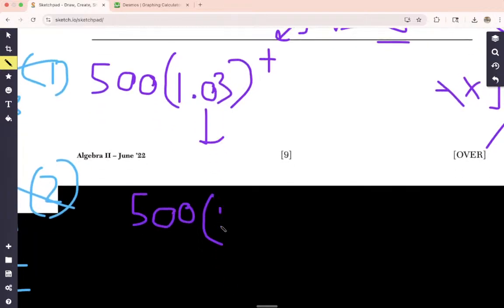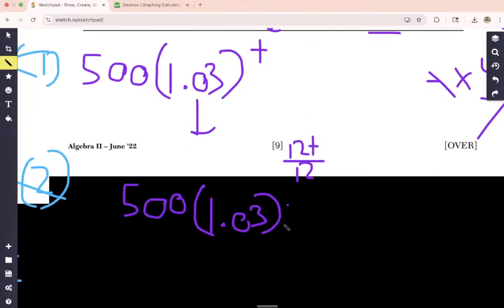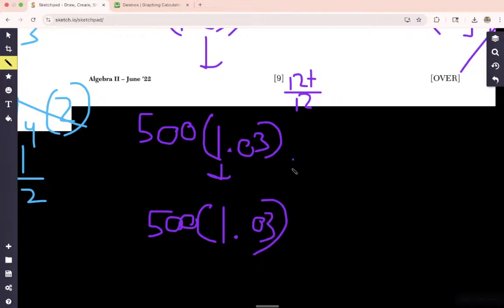So if we want the monthly growth, all we have to do is rewrite this equation as 12t over 12, right? Notice how the 12s cancel out, so it's the same thing as we had before. Now I'm going to use my exponent properties, and I'm going to say this is equal to 500 times 1.03, and then this is going to be to the 1/12, and then all of this is going to be to the 12th power.